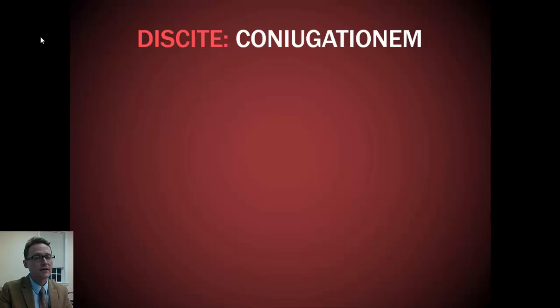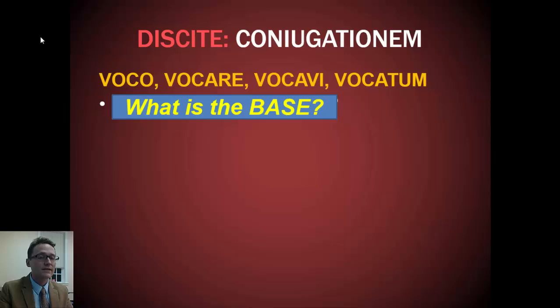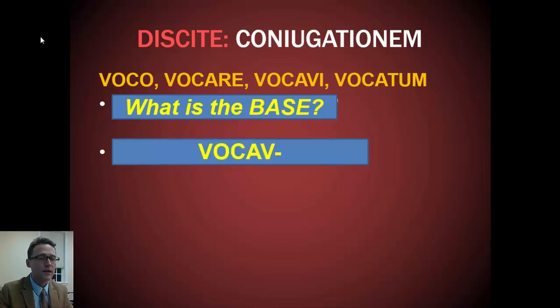Discite conjugationem perfectum activum. For this example, we're going to use a verb that we know very well by this point. We'll use voco, vocare, vocavi, vocatum. Quid est thema perfectum? What is the base or the perfect active stem? To find the perfect active stem, go to the third principal part and drop the I. That leaves us with vocav.